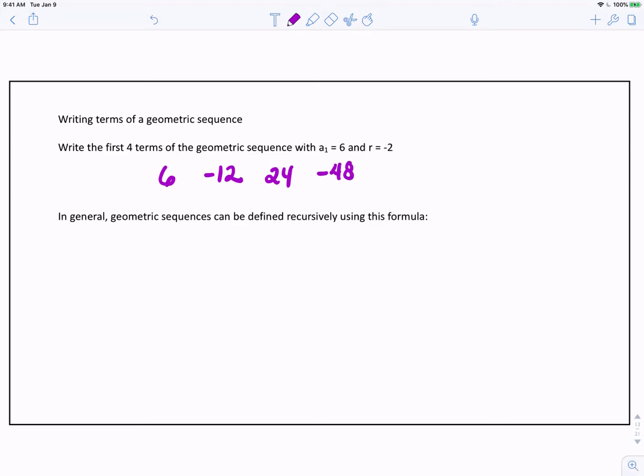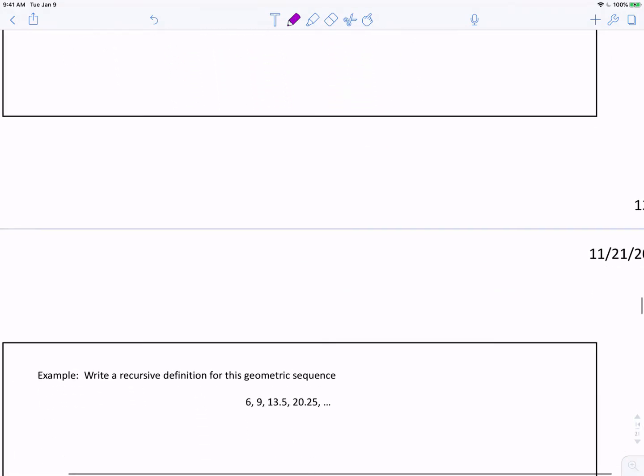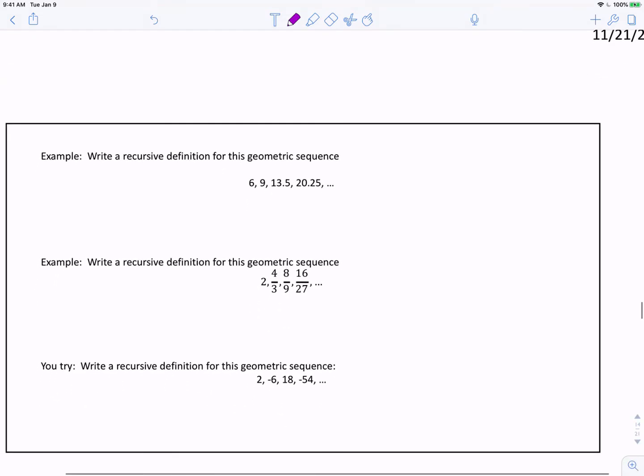So in general, geometric sequences can be defined recursively using this formula. a sub 1 is a number that's given, and a sub n, the next term, is r times the previous term. And this works where n is greater than or equal to 2. So let's take a look at an example of writing recursive definitions. Write a recursive definition for this geometric sequence.